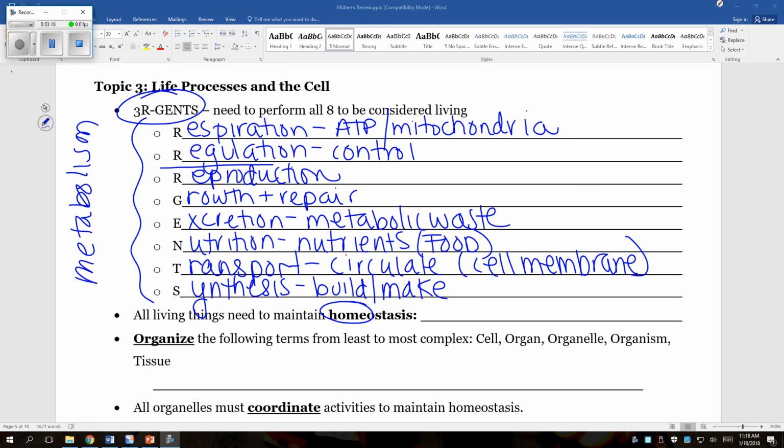Next thing we have is all living things need to maintain homeostasis. Here we have that prefix homeo. Remember, homeo means same. Stasis, we're talking about stay. When we're talking about staying the same, what we're really referring to is the fact that we want balance, or another word we can use is dynamic equilibrium.